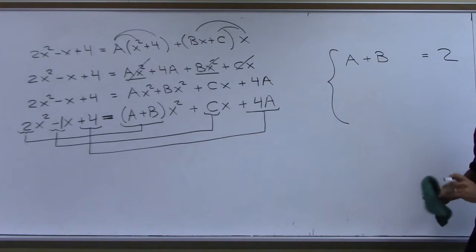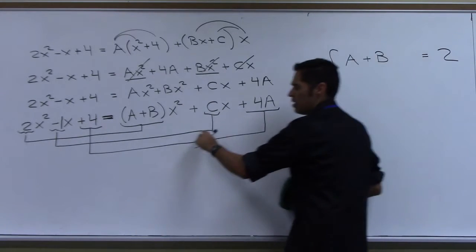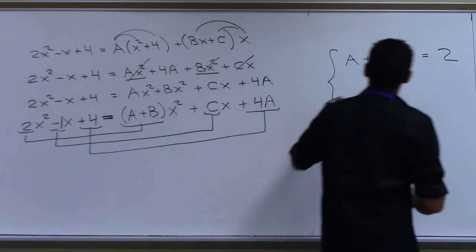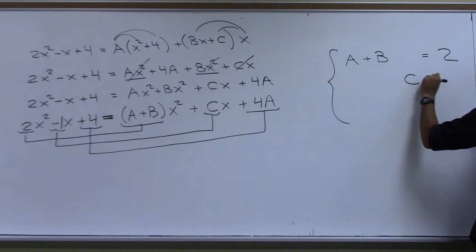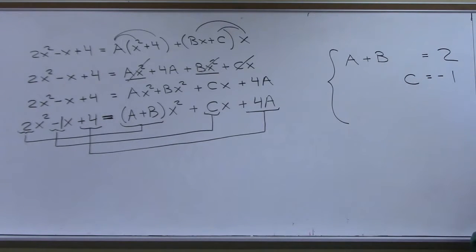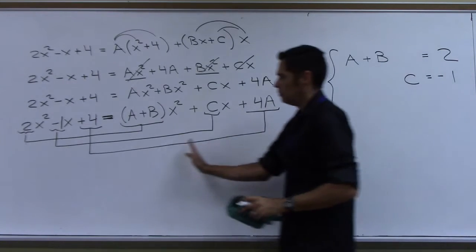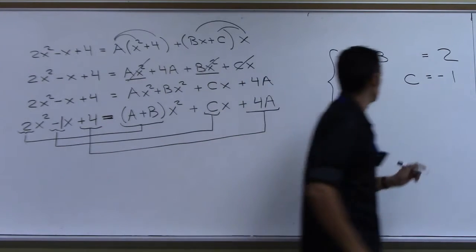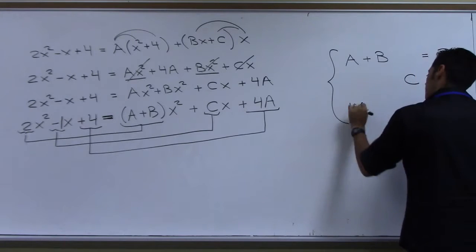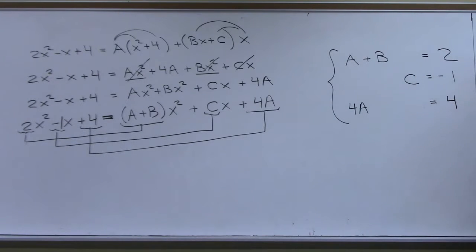What does my next equation say? C must be negative 1. Well, that's nice. C is negative 1. And then what does the last equation say? 4a must equal 4. What's that? A equals 1, B equals 1, C equals negative 1. Yeah, so from this we should be able to get this. I mean, this is not going to require much work, right? Because I already know what C is. C must be negative 1.